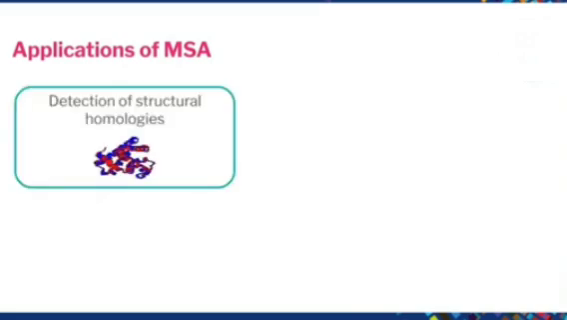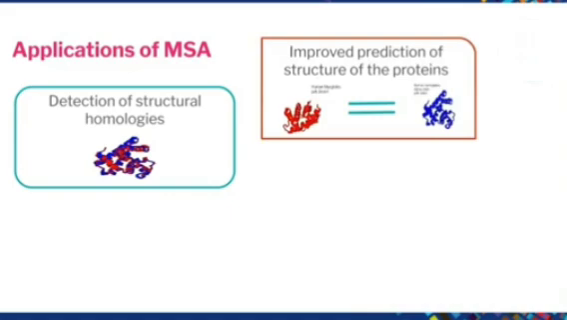There are a number of applications for multiple sequence alignment, and most of them are similar to pairwise sequence alignment applications. First is the detection of structural homologies. When you have a new protein sequence for which even the family of the protein or any other information is not known, the structure can be predicted by running a multiple sequence alignment between all the sequences available on the database and your query sequences. This can also help in improved prediction of the structure of proteins.